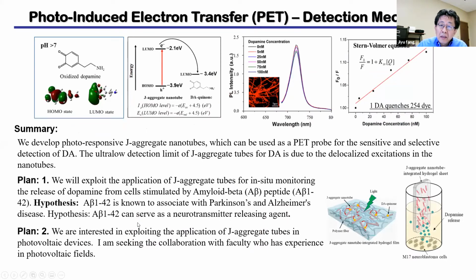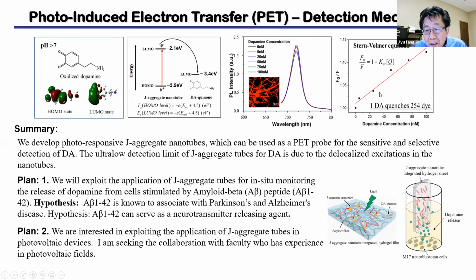To understand the detection mechanism, we calculated the HOMO and LUMO levels of dopamine. At physiological pH, dopamine is oxidized, and oxidized dopamine can act as an electron acceptor. To verify that photo-induced electron transfer does take place from the tube to the dopamine, we calculated the HOMO and LUMO levels of the J-aggregate nanotube as well as the dopamine. You can see here the LUMO level of the dopamine is in the gap between the LUMO and the HOMO level, so it meets the requirement.